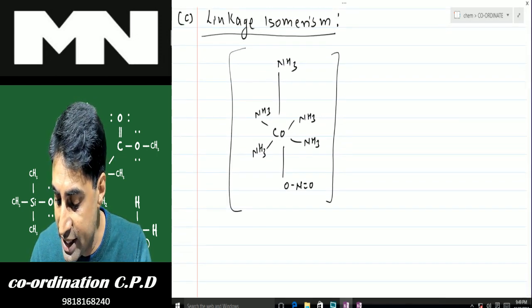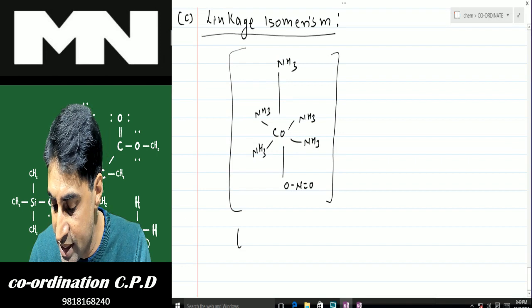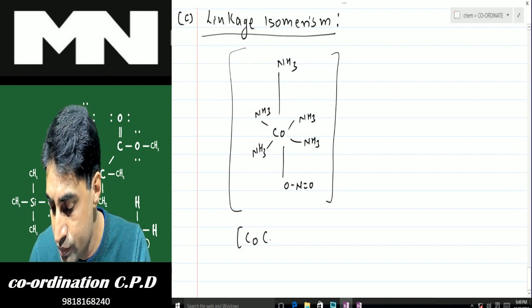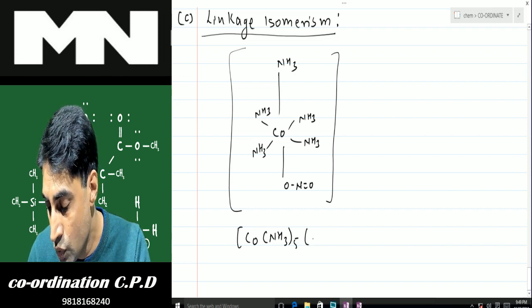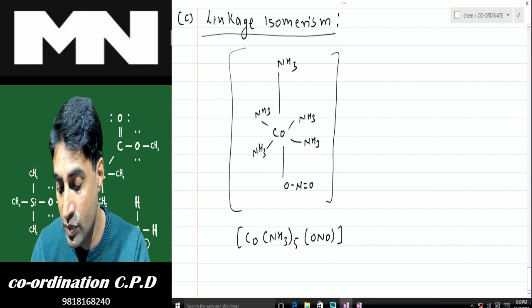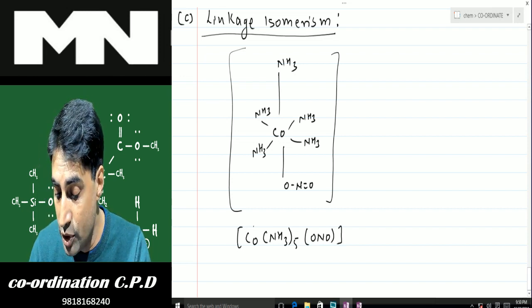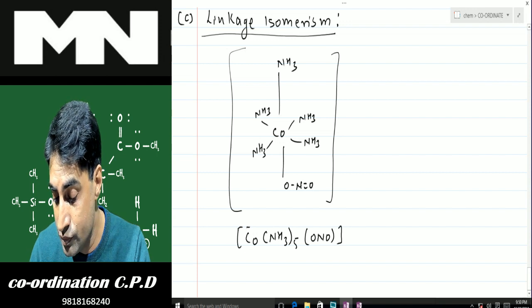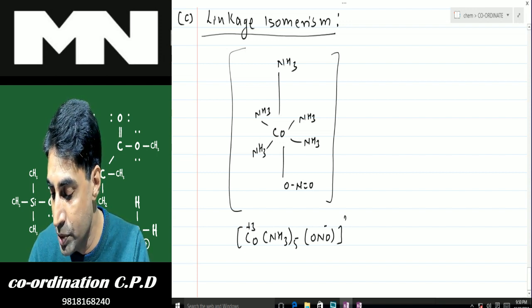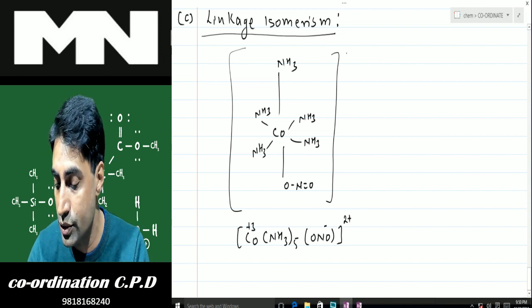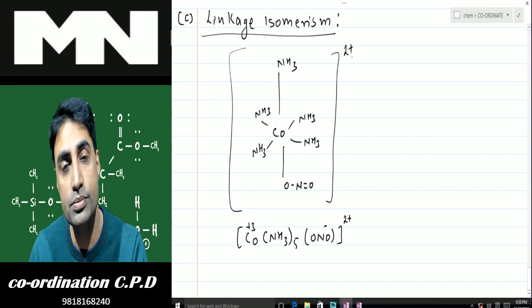So how can we write it? If I want to express it, I can write Co(NH3)5ONO, because oxygen is forming the bond. Suppose the oxidation number of cobalt in this case is +3. Well, NO2 is always -1. So you'll have 2 positive charge on the coordination sphere. So here you'll have 2 positive charge.